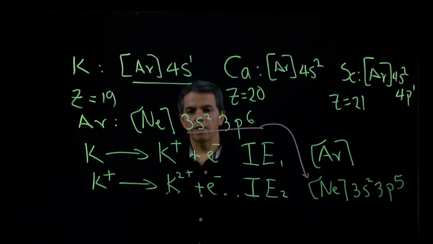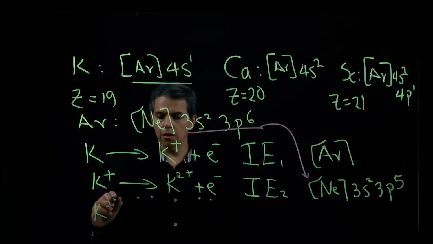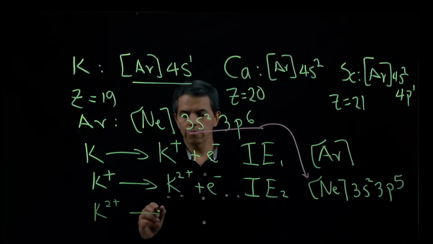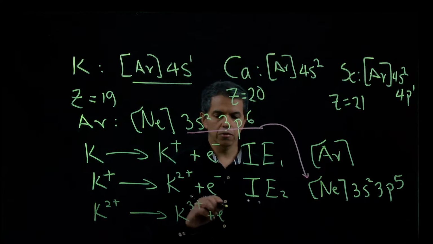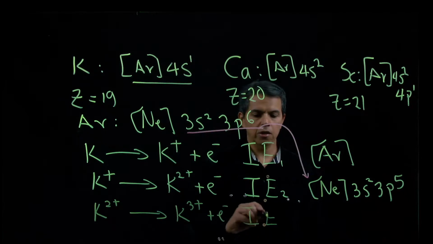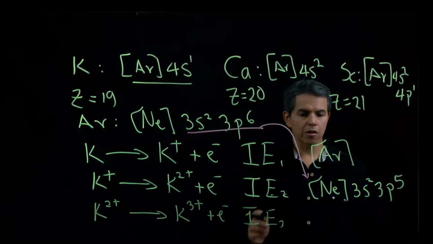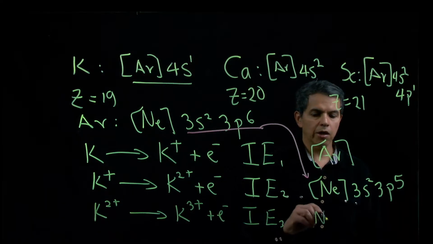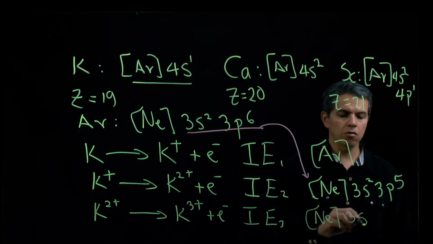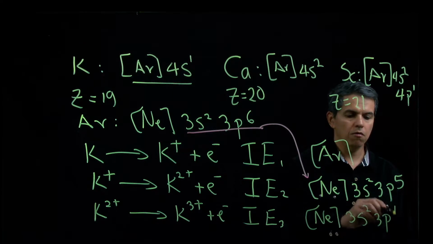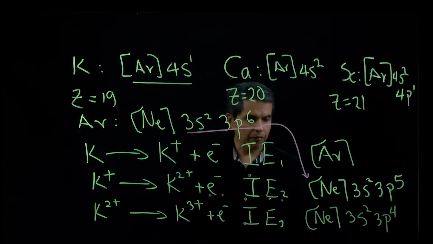For the third ionization energy, which is the main topic of this problem, we now begin with the potassium 2 plus ion that will lead to potassium 3 plus plus 1 electron. The third ionization energy will correspond to the energy needed to do this transition, and the resulting electronic configuration is going to be 3s2, 3p4.